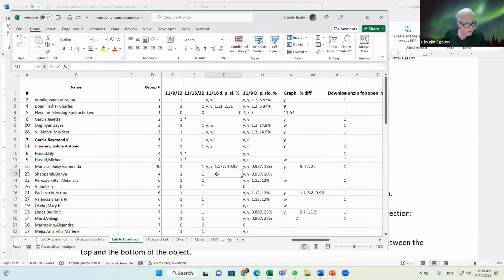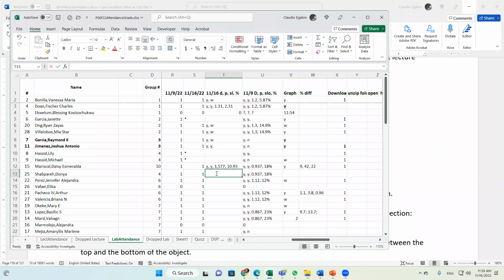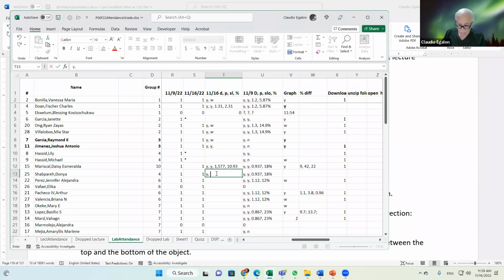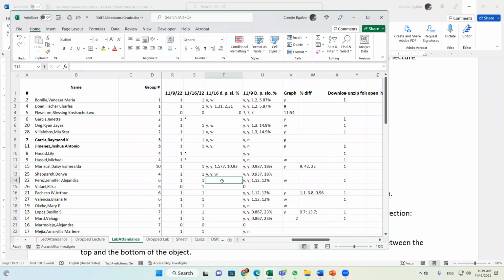Donia's next. Hi, Professor. Yeah, I have the graph, but I'm still working on it. Okay. So you did plot, right? But you didn't get the slope yet. Is that right? No, I'm still trying to figure it out. Okay. So do you need any help? No, it's okay, but thank you. Okay, good. So Jennifer Perez, group number 6.